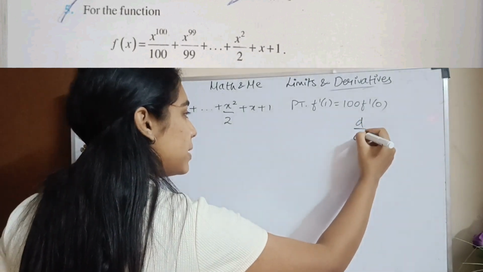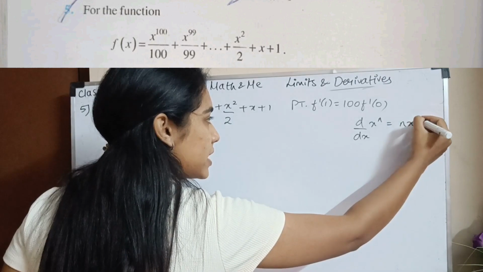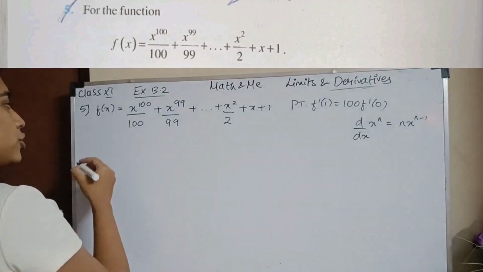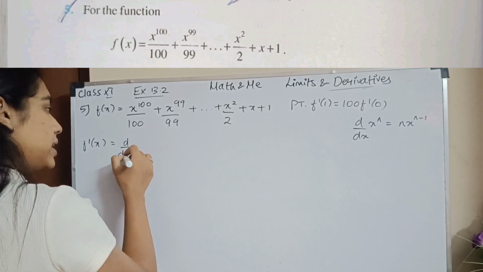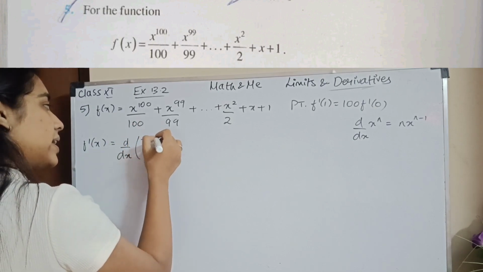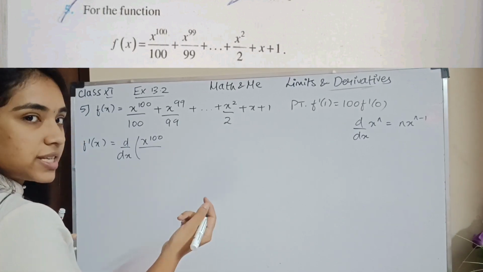So what do you know? d by dx of x to the n equals n x to the n minus 1. The power comes down and the power gets reduced by 1. Correct? So I'm going to do that here. So f dash of x is equal to d by dx of the first term. Correct? I can split it: the derivative of f of x plus g of x is f dash of x plus g dash of x. I can split it, right?